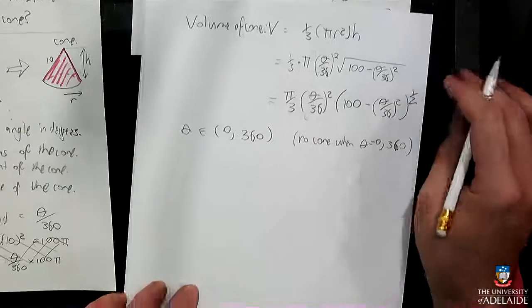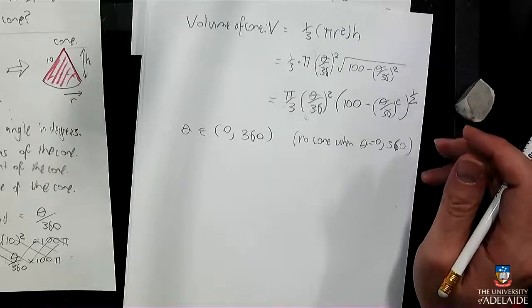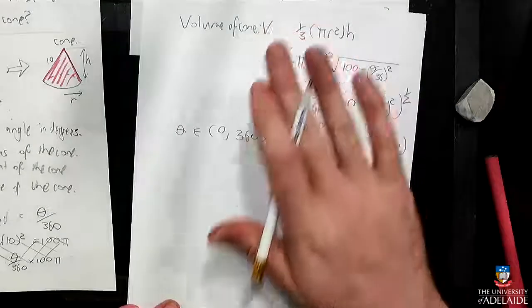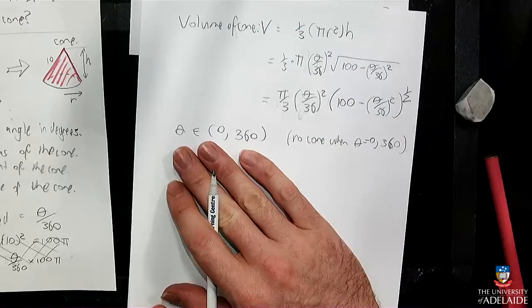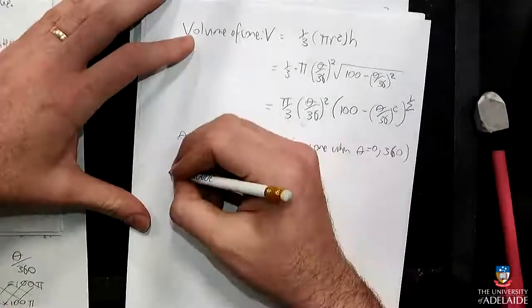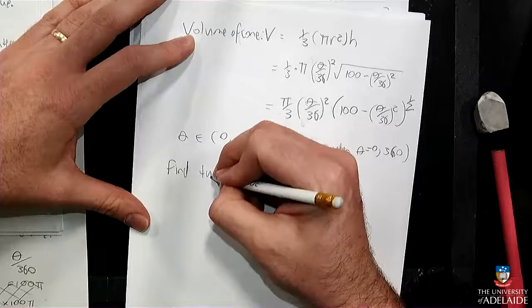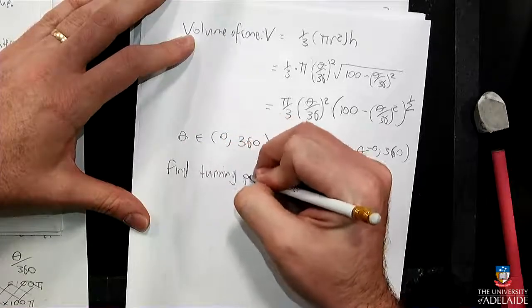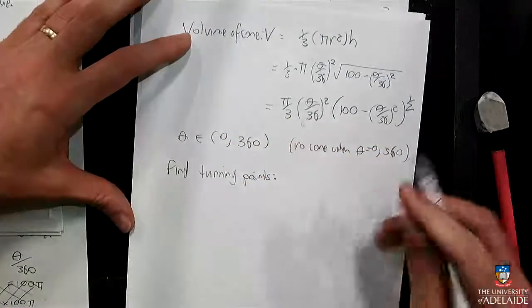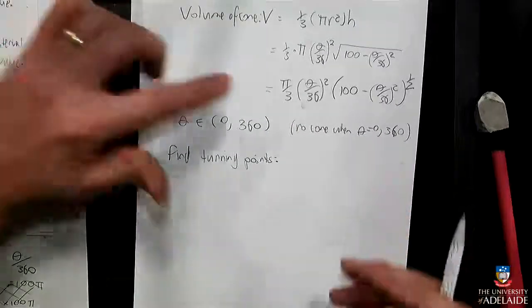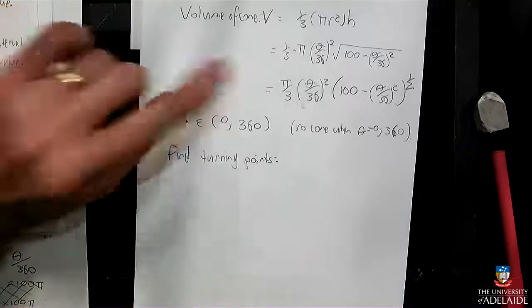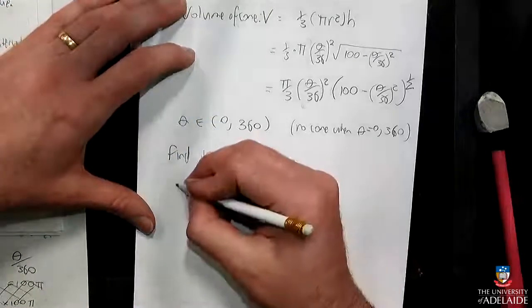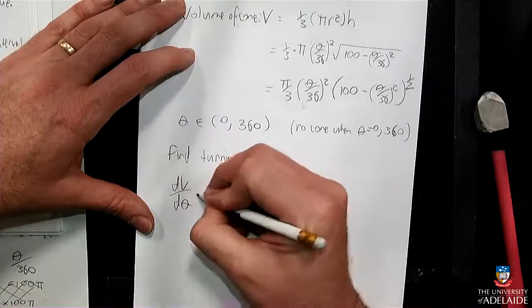Cool. So we know what V is, we know the range of thetas, so we really should be trying to find the turning points, because that's when my function will be at its greatest. The only way to find turning points, well, not the only way, but one way, since I have a function, is to find when the function's increasing and decreasing, in which case I'm going to need to find the derivative. So let's see, dV on d theta.